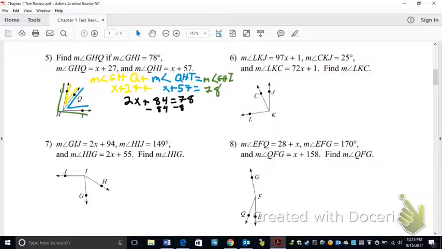So I'm going to subtract 84 from both sides, and I'm going to get 2x equals negative 6. Division property of equality lets me divide the same thing from both sides, and I get x equals negative 3.